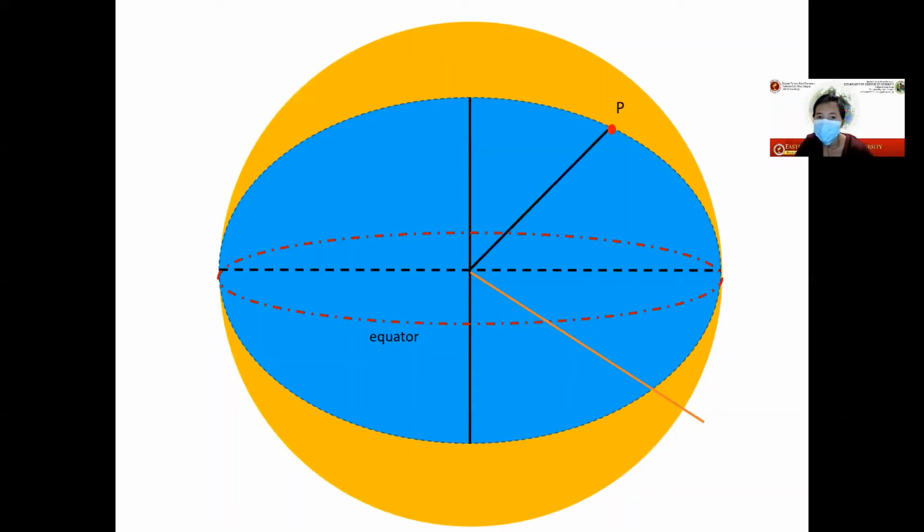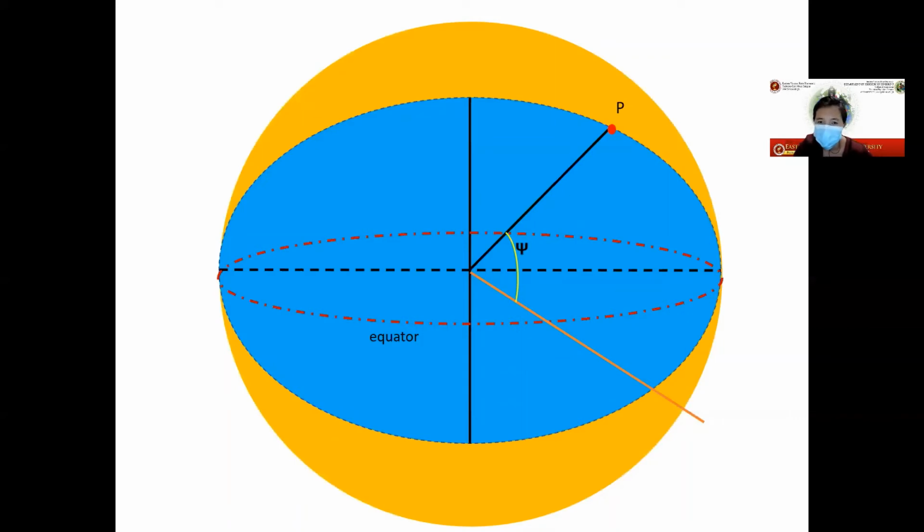And then if we create a radius from that point P to the center of the ellipsoid, that angle is called the geocentric latitude. Again, your geocentric latitude is measured from the point to the center of the earth. So this is chi, right?